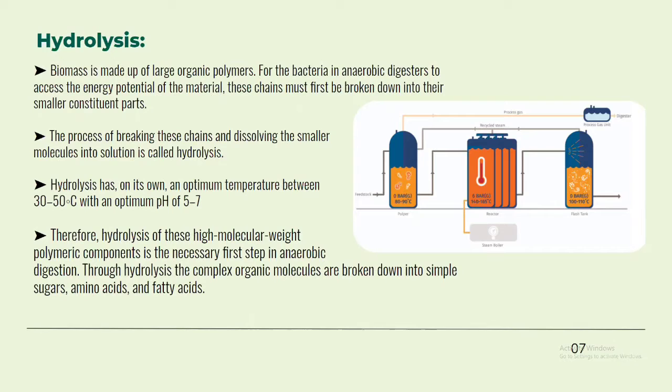Hydrolysis has its own optimum temperature, which ranges between 30 degrees and 50 degrees Celsius, with the optimum pH of 5 to 7. Therefore, hydrolysis of these high molecular weight polymeric components is a necessary first step in anaerobic digestion. Through hydrolysis, the complex organic molecules are broken down into simple sugars, amino acids, and fatty acids.